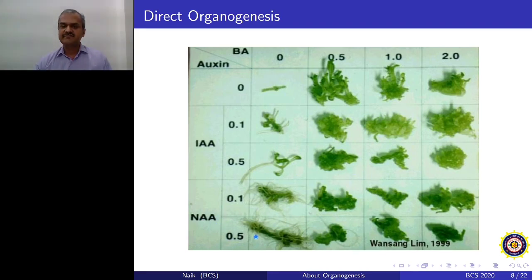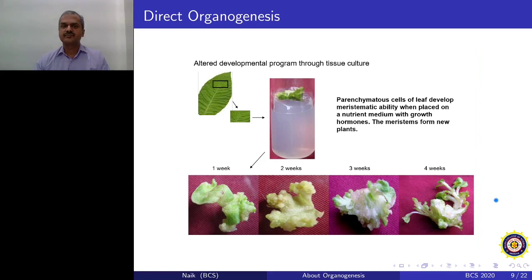Whereas if you increase the naphthalene acetic acid, it is also increasing the root formation. But if you increase the auxin concentration and similarly increase the cytokinin concentration, in those cases there is some mixture of shoot formation as well as callus formation. But this is direct organogenesis. So you can see a variety of morphogenetic results in this particular photograph.